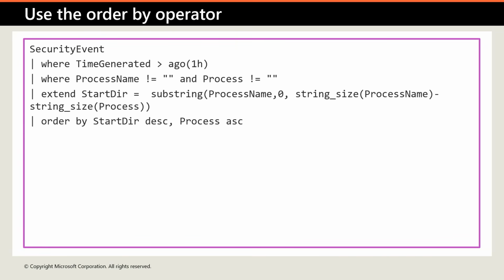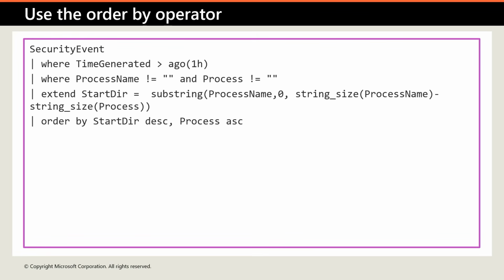The order operator lets you sort your results, either ascending or descending, based on one or more columns. It's super helpful when you want to bring things from the most recent or the least recent events to the top. So in this example query, the query starts by pulling the security event data from the last hour and filters out any rows where process name or process are empty.